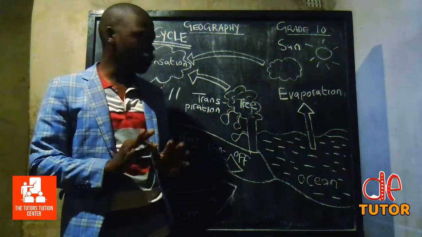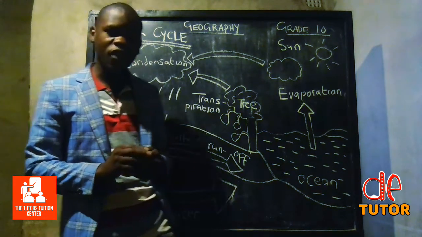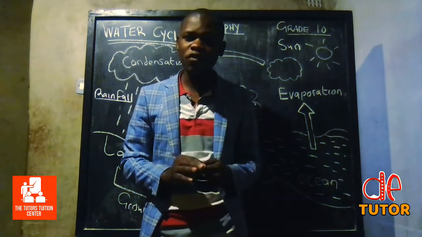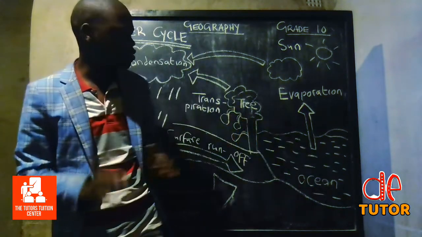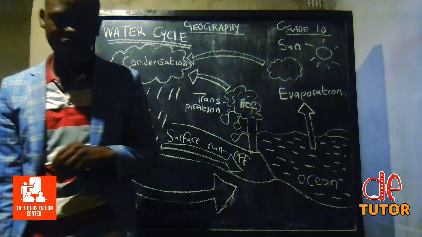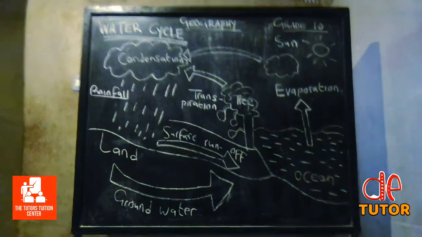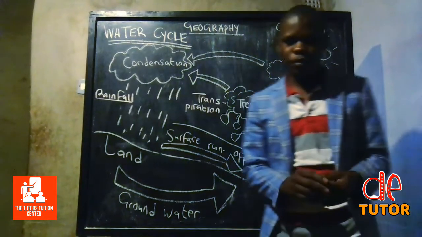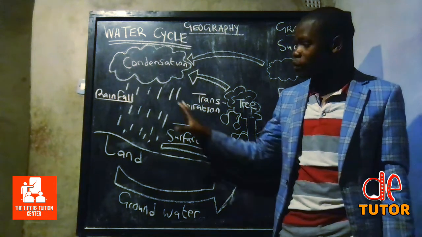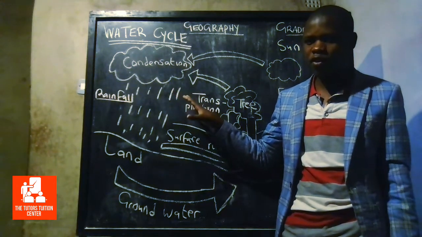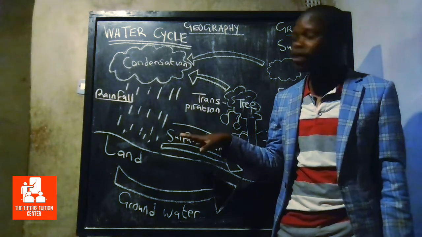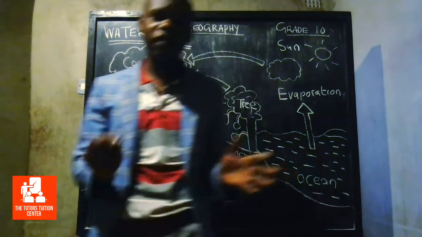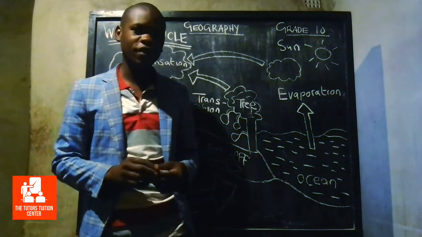Before I conclude, what you need to know is that the water cycle or hydrological cycle refers to the continuous movement of water from different water bodies to the sky and back to the land. In the next video, I'm going to explain the importance of this water cycle to planet Earth, because this water cycle, the hydrological cycle, occurs on planet Earth.